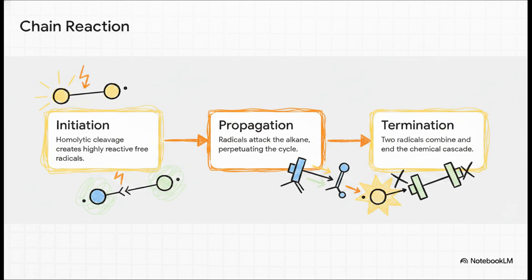Step 1 is chain initiation. That light energy forces homolytic cleavage. It splits a halogen molecule right down the middle into two highly reactive free radicals. Step 2 is chain propagation. That radical attacks an alkane, creating a brand new carbon radical, which then turns around and attacks another halogen molecule, keeping the whole cycle going. Finally, step 3 is chain termination. That's when two radicals just happen to bump into each other, combine, and end the cascade. It's basically a brilliant, self-sustaining molecular domino effect.